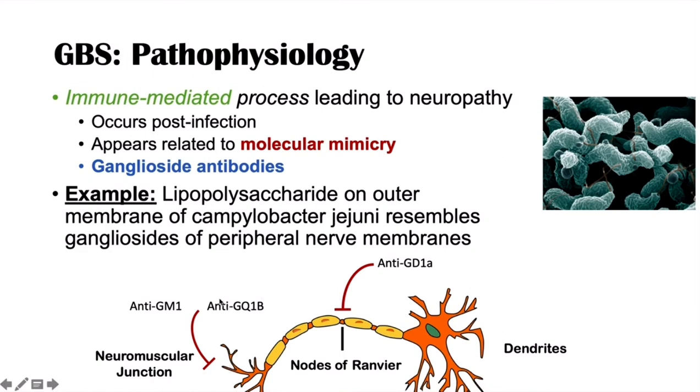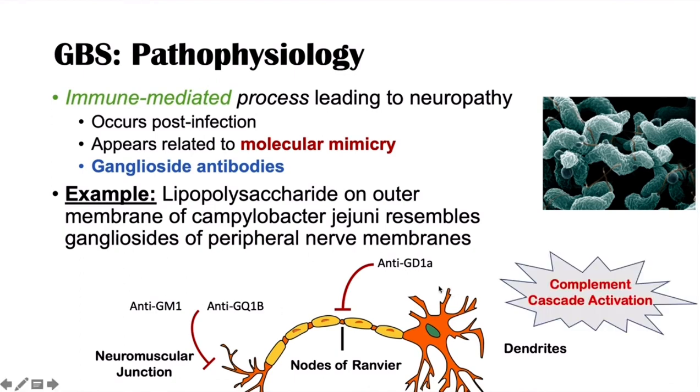So as you can see, even though we've got antibodies against gangliosides, they are still attacking different parts of the peripheral nerve. So it can lead to a difference in certain symptomatology. So we can see a different clinical picture depending on which antibodies are produced. And in addition to these ganglioside antibodies binding to different parts of the peripheral nerve, we also get complement cascade activation.